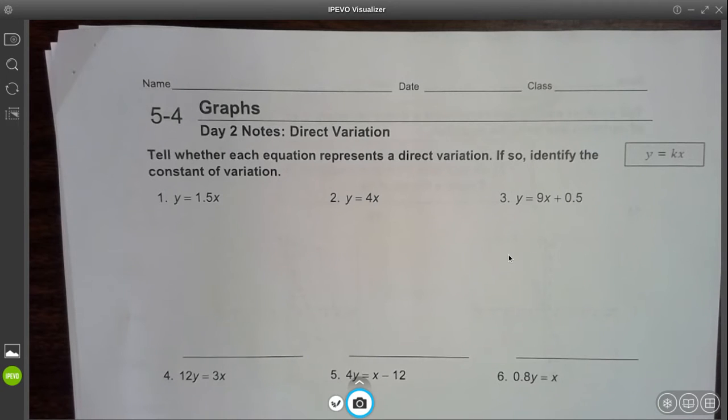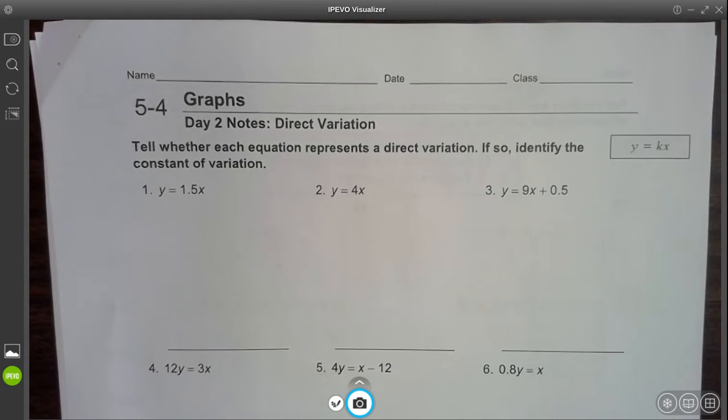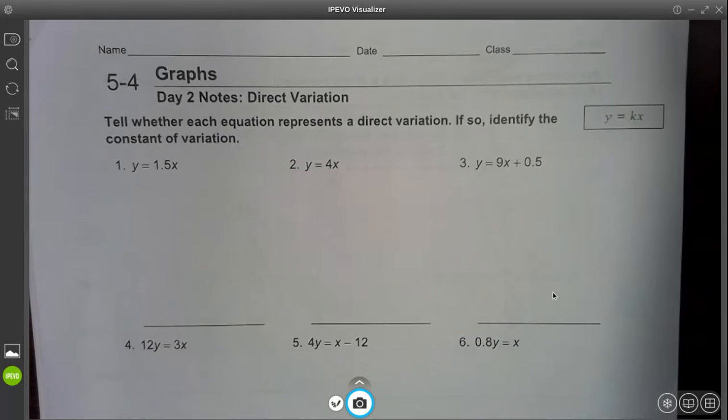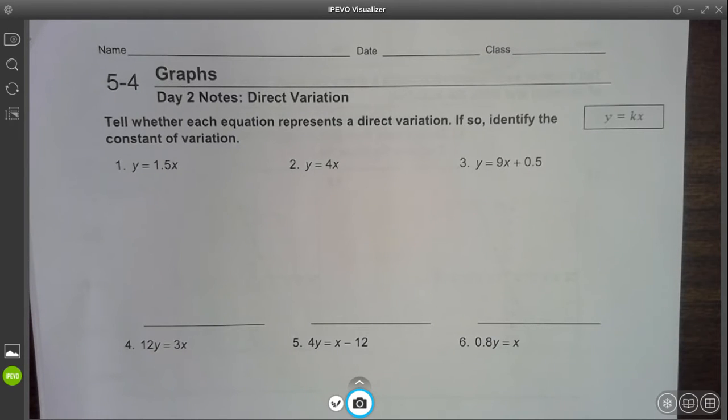Okay, hello. Here we are with section 5-4. This is the day 2 notes. Hopefully, by doing this lesson, some of what we did yesterday is going to start to gel a little bit better. Okay, so there's really 3 things that we have to be able to identify with direct variation.